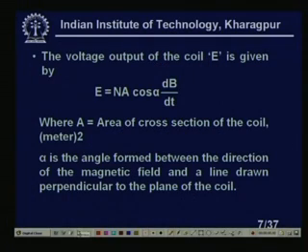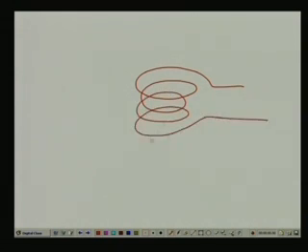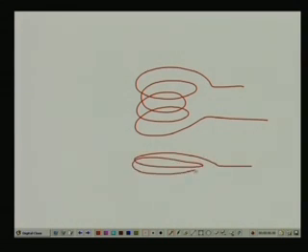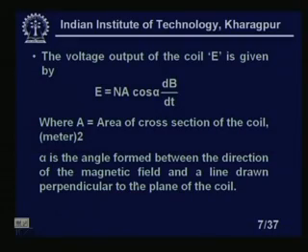Exactly like this one, just as I have shown. I have a coil here, and though I could not draw it in a single plane, we assume that it is in a single plane. So this is the perpendicular to the plane, and this is our alpha. Alpha is the angle formed between the direction of the magnetic field and a line drawn perpendicular to the plane of the coil, clear?